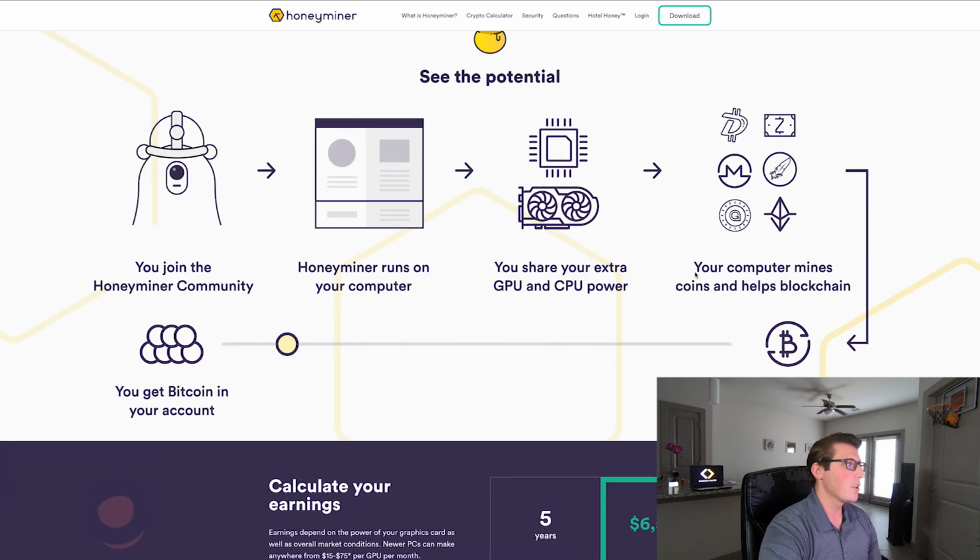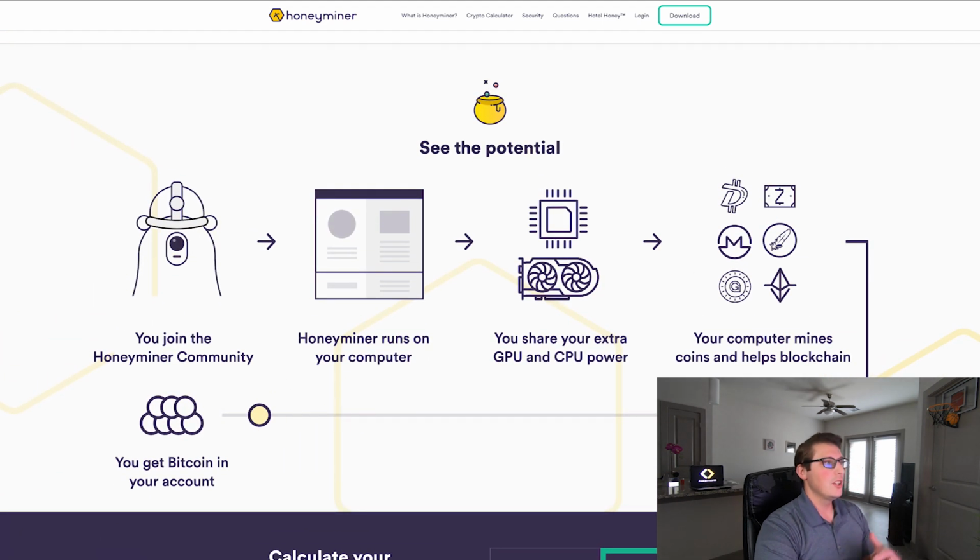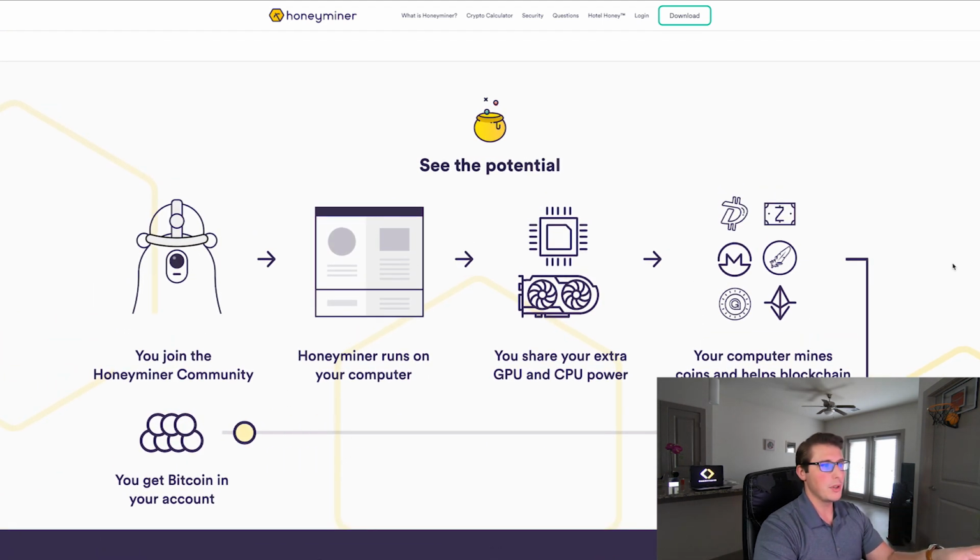So basically how it works is you join the Honeyminer community. Your Honeyminer is going to run on your computer. It's going to share the extra GPU and CPU power. Your computer is going to help mine coins. It's going to mine coins and help the blockchain, and then automatically convert to Bitcoin. And then the Bitcoin is just going to go straight into your account.